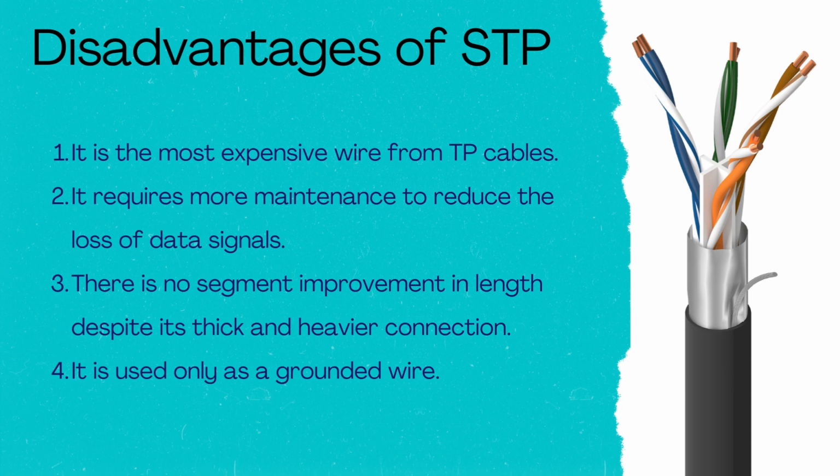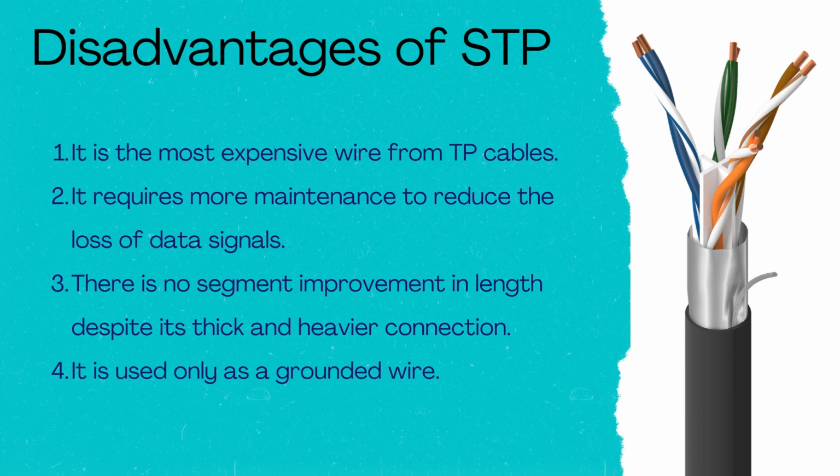Right. But we also have disadvantages of STP. Mainly, the STP is expensive. STP cables are generally the most expensive type of twisted pair cables compared to unshielded twisted pair cables. The additional cost is primarily due to the shielding materials and the manufacturing process required to create the shielding layer. This higher cost can be a significant factor for organizations with tight budgets, especially for large scale network installations.